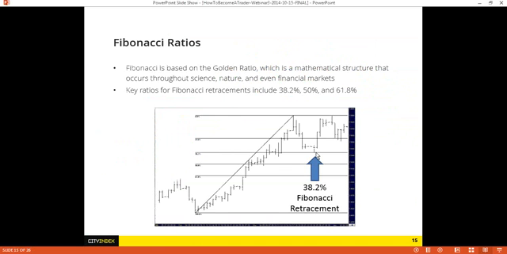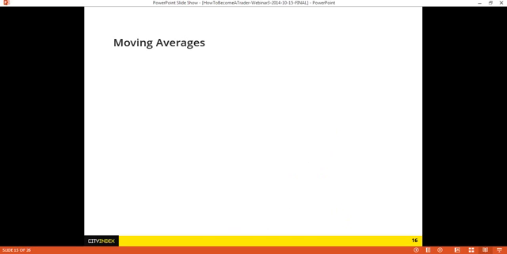So again, you don't know, but oftentimes they turn at these levels, and then you have to look for clues once they do turn. Is some other indicator also telling me the same type of thing? Then I've got confluence, and I'm going to talk all about confluence.